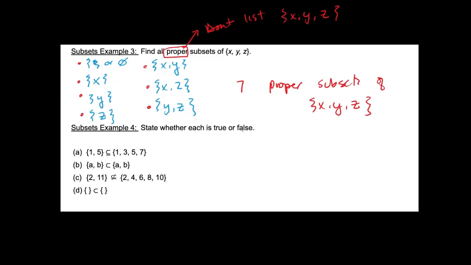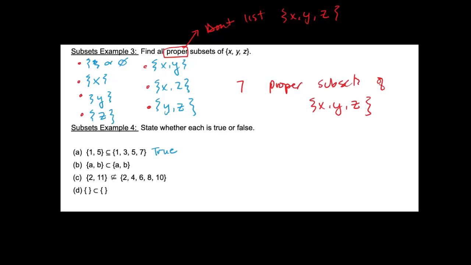And then last example, state whether each is true or false. And this would be a good time to pause the video and try these on your own first and then watch the video after. So the set with 1, 5 is a subset of 1, 3, 5, 7. So are these elements inside of this set? Yes. So I would say this is true.